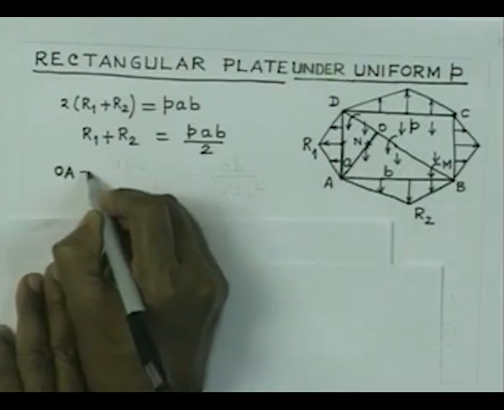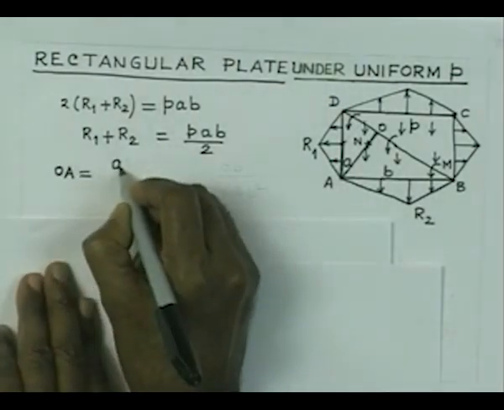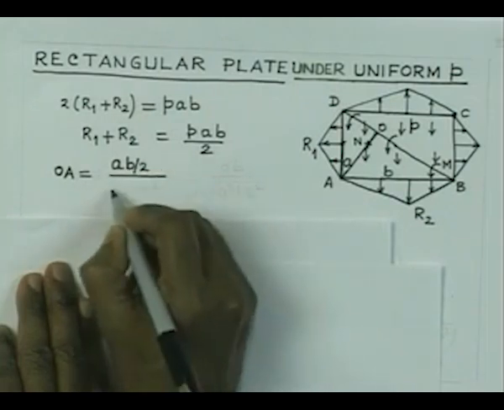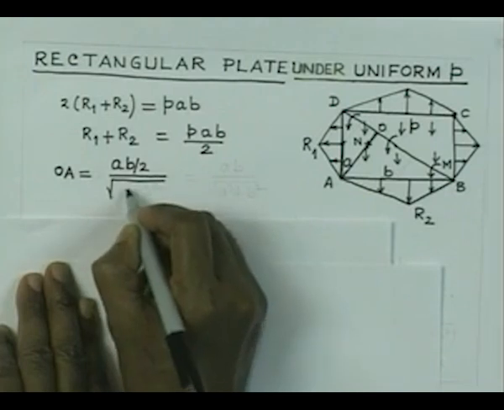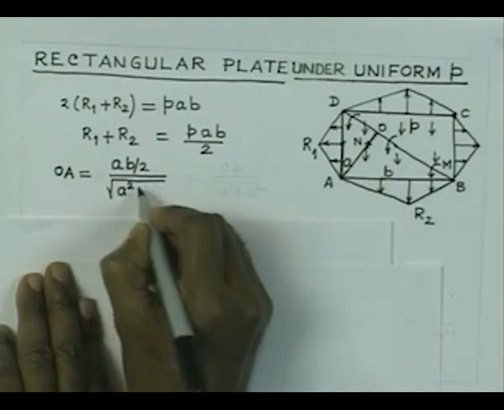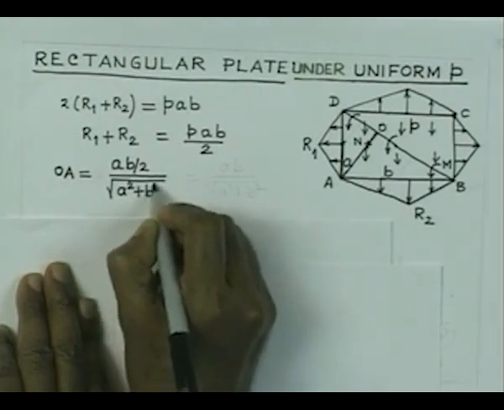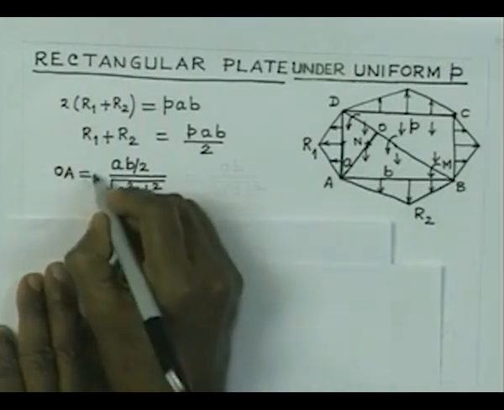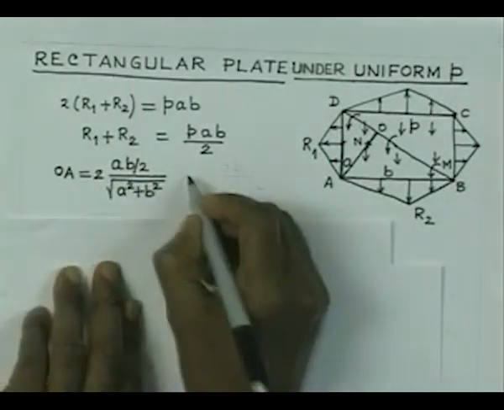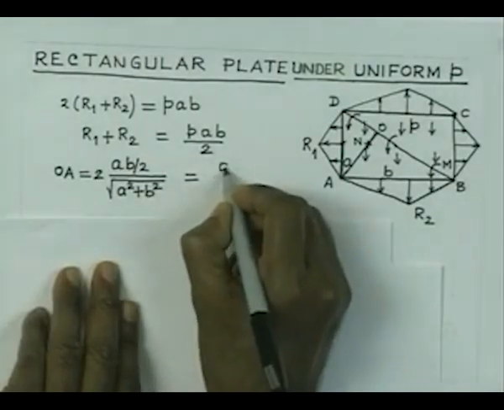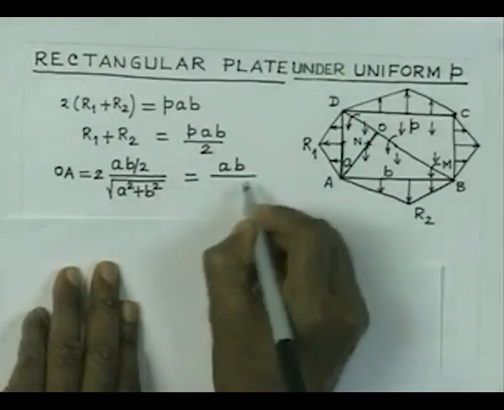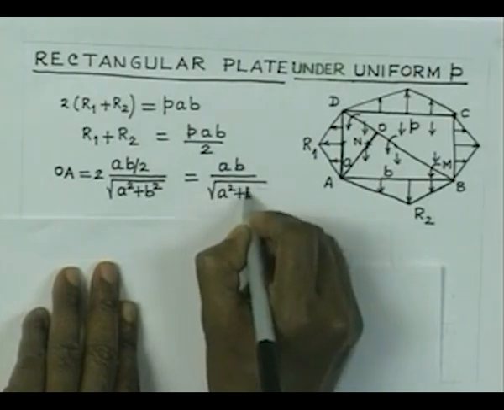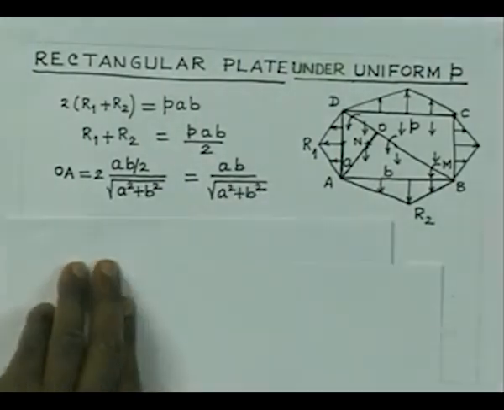So, OA is nothing but the area of the triangle divided by the length dB, which is the square root of A square plus B square, and the half into that will give us 2 here. So, therefore, this height OA is nothing but AB divided by the square root of A square plus B square. So, that is the height.